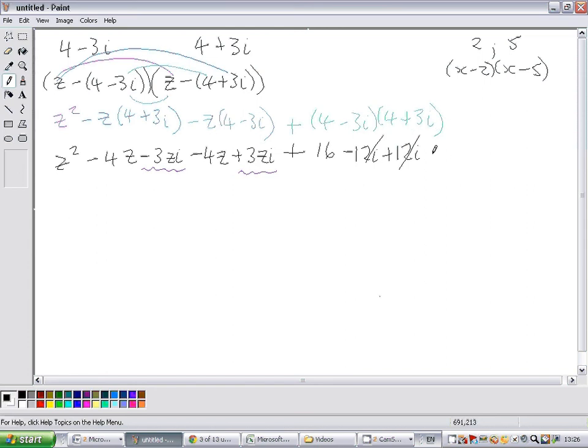So once you've done 2 or 3 of these questions, things will automatically cancel out in your head as you go along. So what have we got? Minus 4z and minus 4z is minus 8z. And then we've got a plus 16 and a plus 9, which is plus 25. And that is the quadratic that has these two roots. And if you wanted to check, you could do the quadratic formula and see if you got these two answers. You should do.